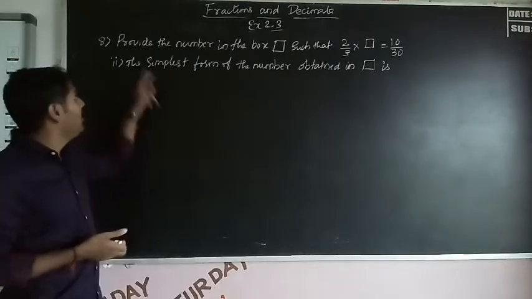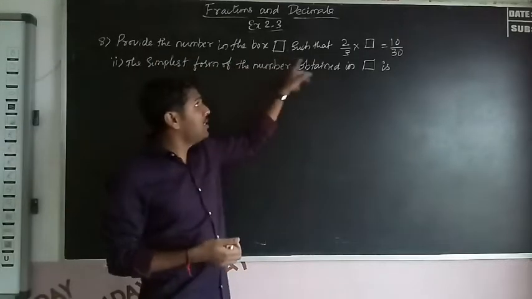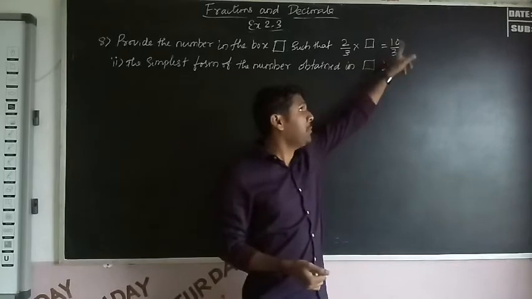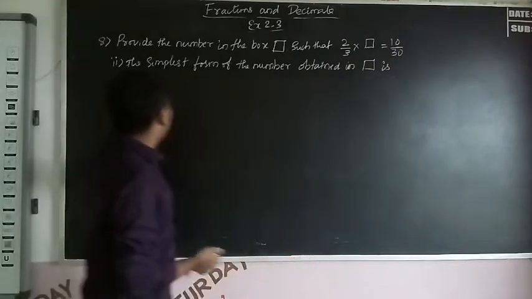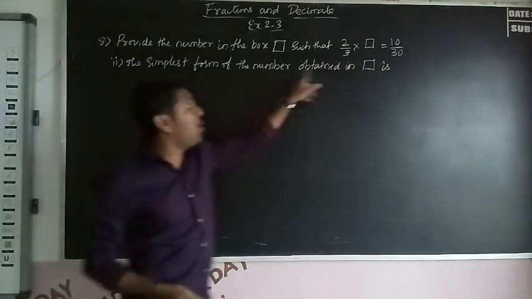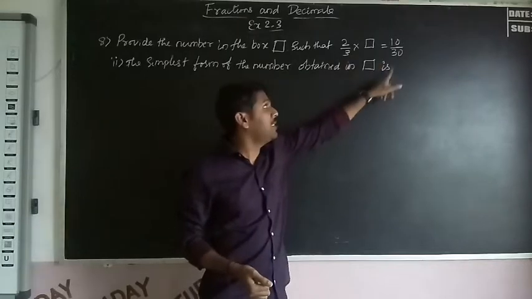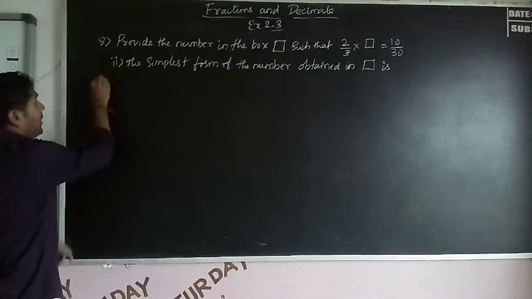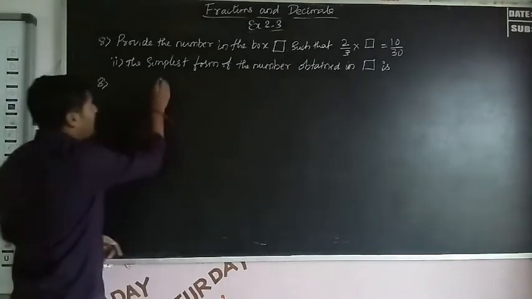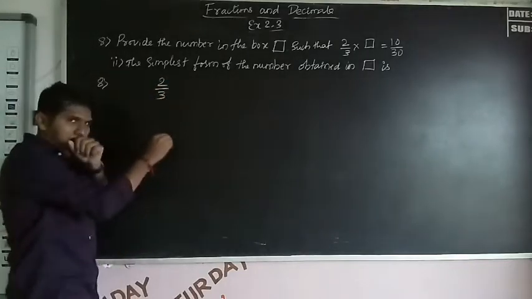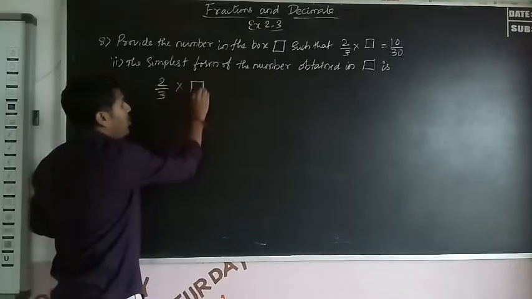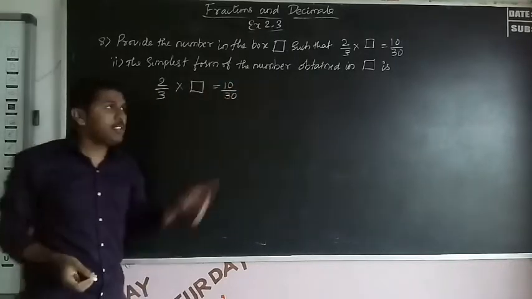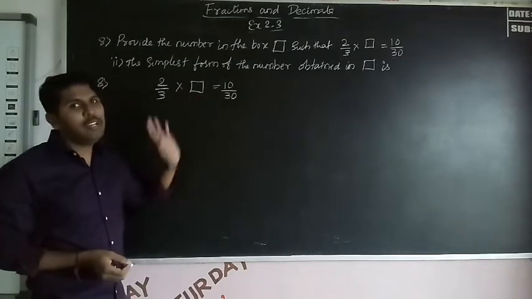Next, eighth one. Provide the number in the box such that 2 by 3 into box equals to 10 by 30. Second one, the simplest form of the number obtained in this box. Okay, so how to solve this one? 8th one. First take 2 by 3 into box equals to 10 by 30. Okay, so how to find out this one? Box is there, leave it as is.